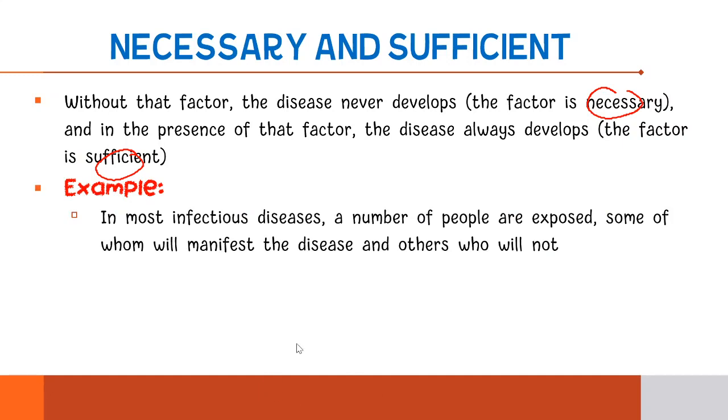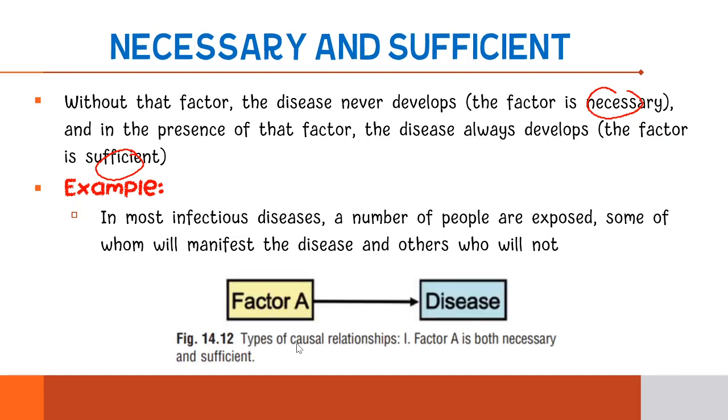So, one example is infectious diseases, in which a number of people are exposed, some of whom will manifest the disease and others who will not. And this is actually the design of the necessary and sufficient. Right? Factor A is both necessary and sufficient and would really come up with the disease. So one example for this is tuberculosis.